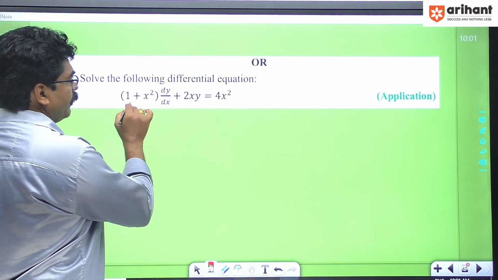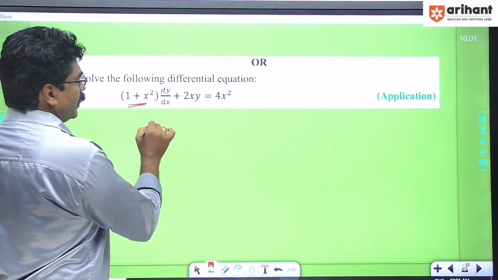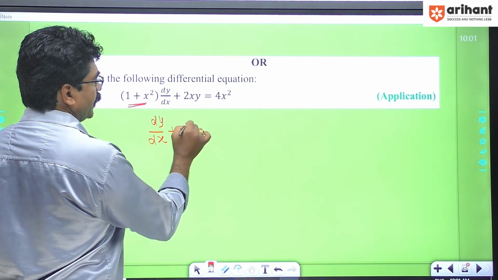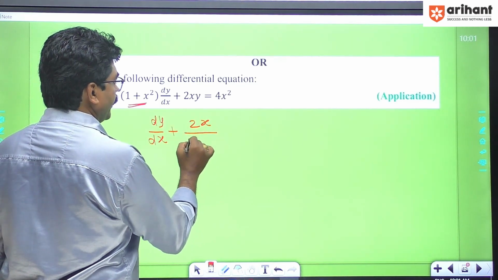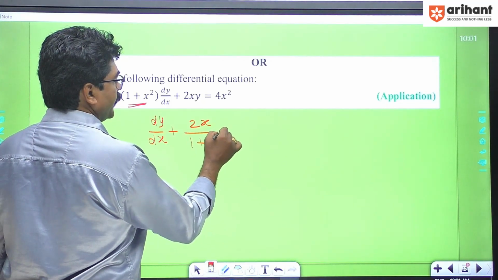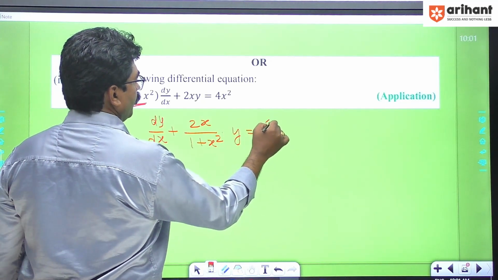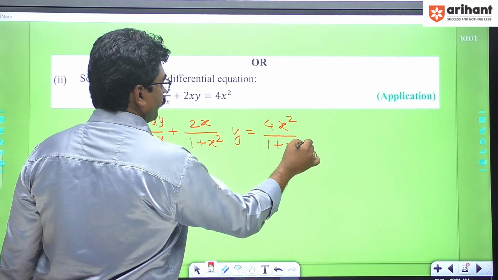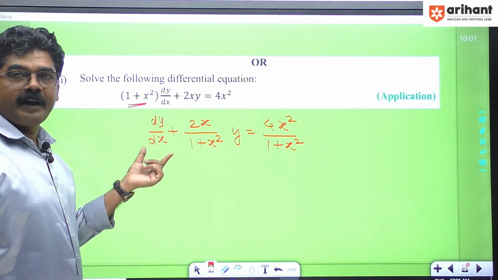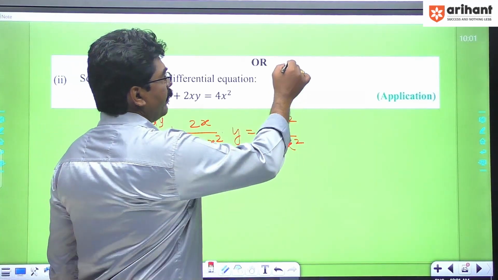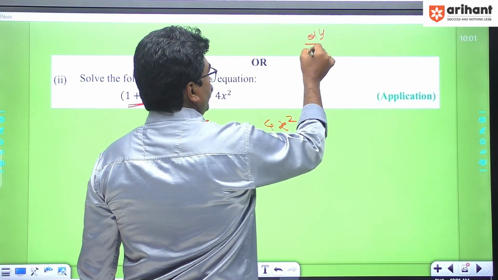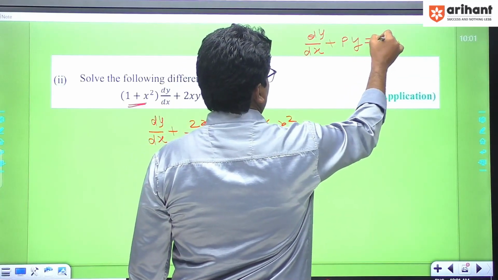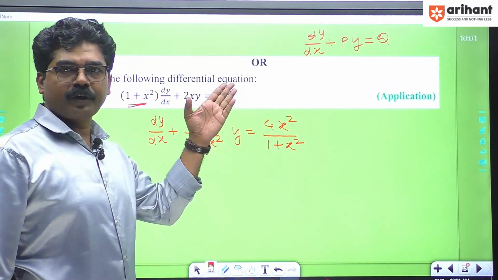Then, if you divide throughout by 1 plus x square, this equation changes to dy by dx plus 2x divided by 1 plus x square into y is equal to 4x square divided by 1 plus x square. Okay, and now it is a linear differential equation of this type: dy by dx plus Py is equal to Q. This type of linear differential equation can be managed.